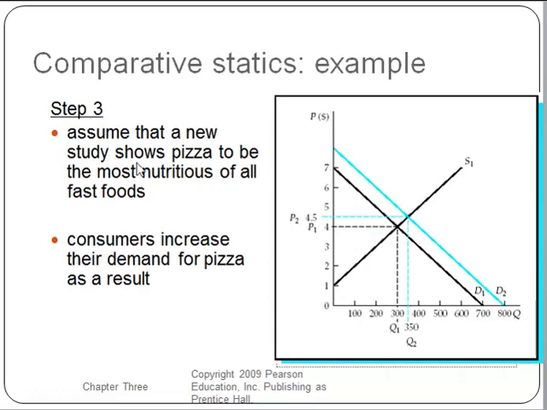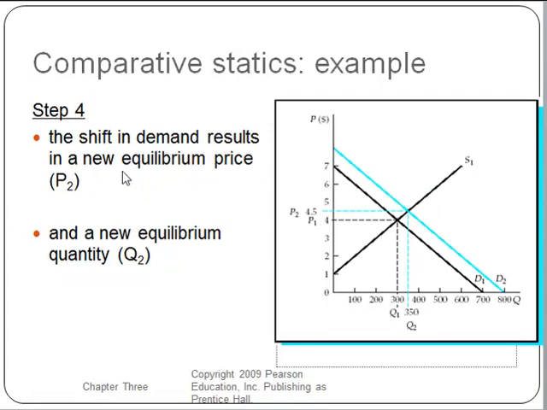So then, bring in a change. Assume that a new study shows pizza to be the most nutritious of all fast foods. Then the next change is that consumers will increase their demand for pizza as a result. So the demand curve shifts to the right, because there is an increase in demand. The shift in demand results in a new equilibrium price, price 2, and quantity 2.